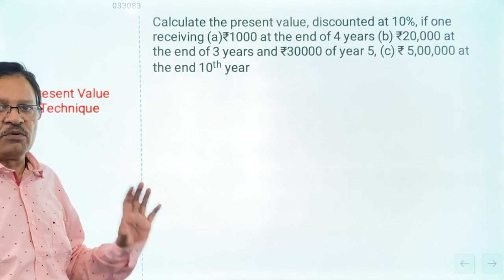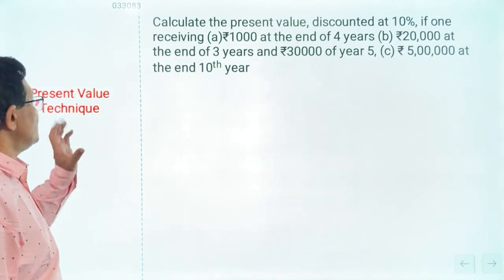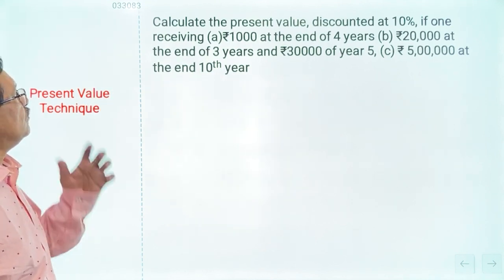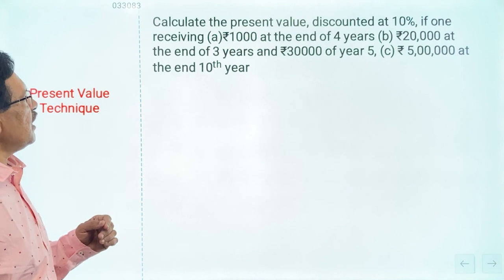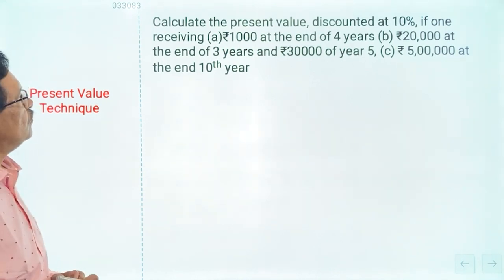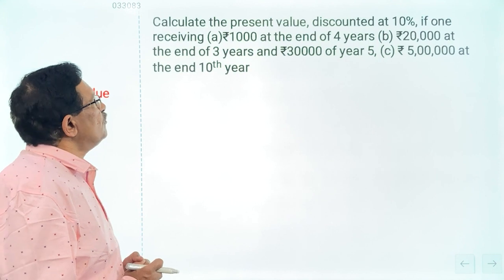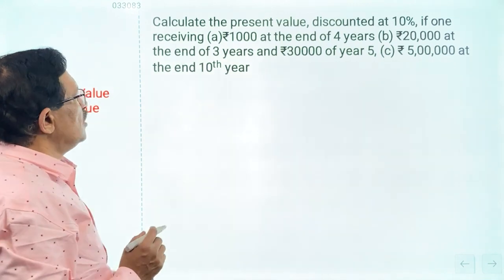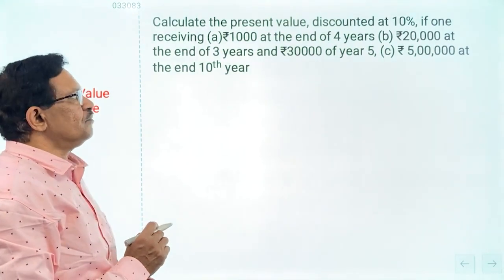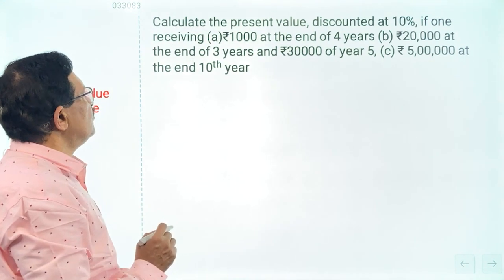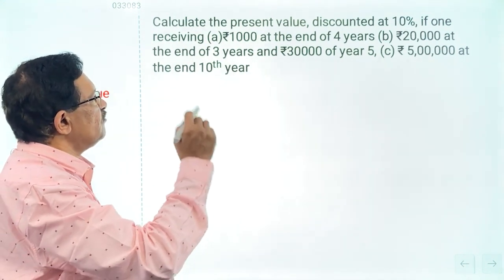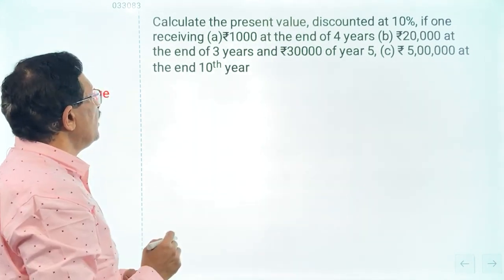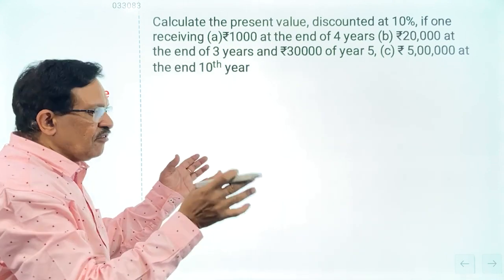Let us do one problem on the present value technique. Here comes a problem where it says calculate the present value discounted at 10%, if one is receiving rupees 1000 at the end of 4th year, 20,000 at the end of 3rd year and 30,000 at the end of year 5, 5 lakhs rupees at the end of 10th year. There are 3 different bits.